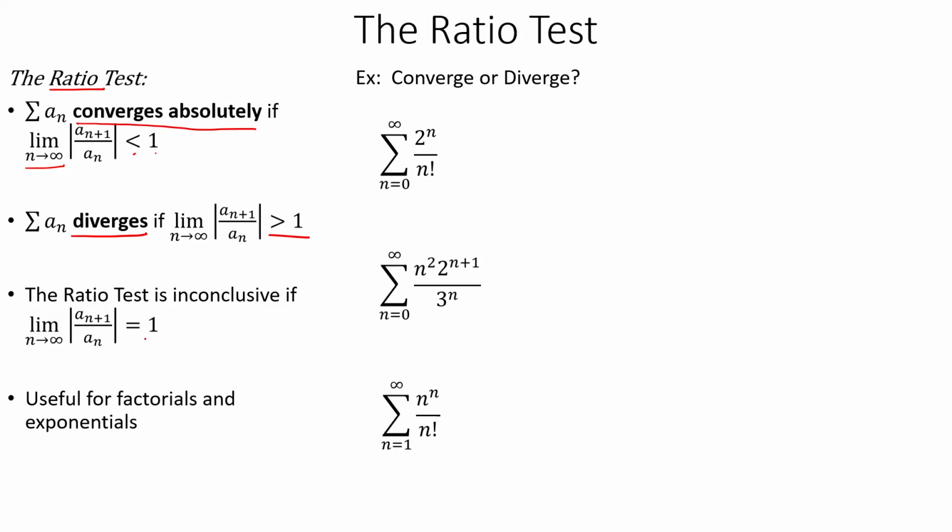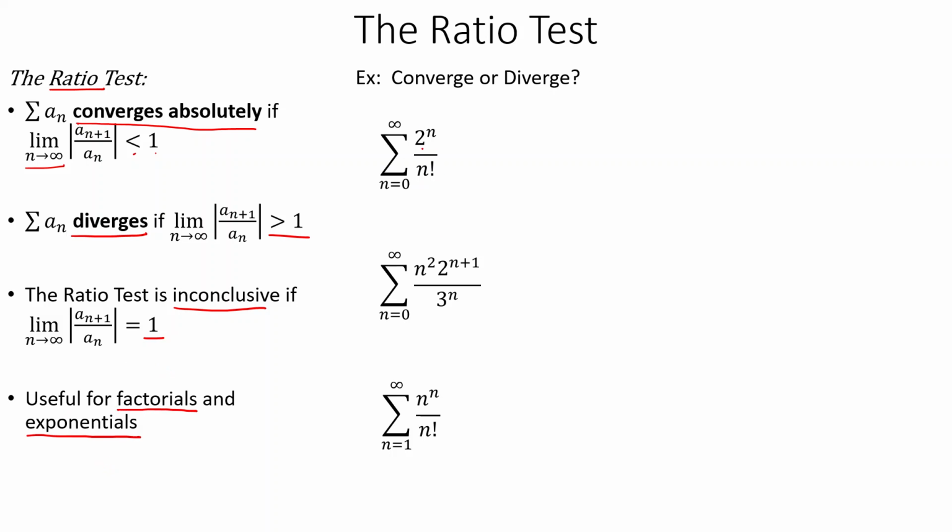All right, but if it equals 1, then we have a problem. It's inconclusive. It doesn't tell us if it converges or diverges, so we've got to do some other test. And it is really helpful when we're working with factorials and exponential functions particularly. All right, so let's do a couple of ratio tests here.